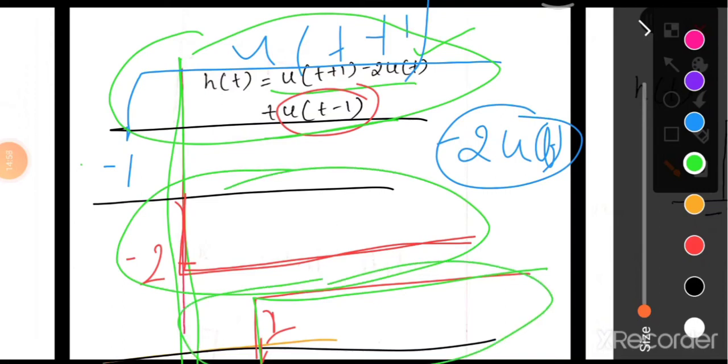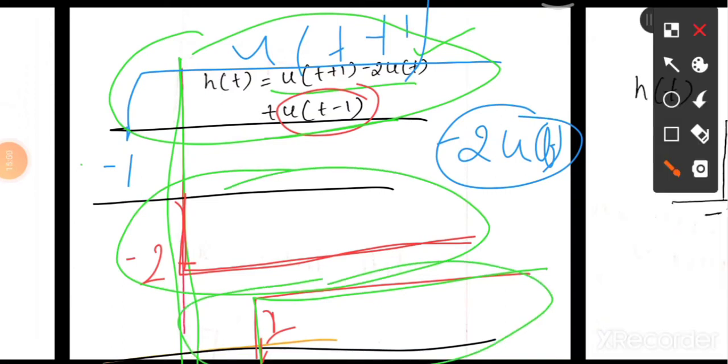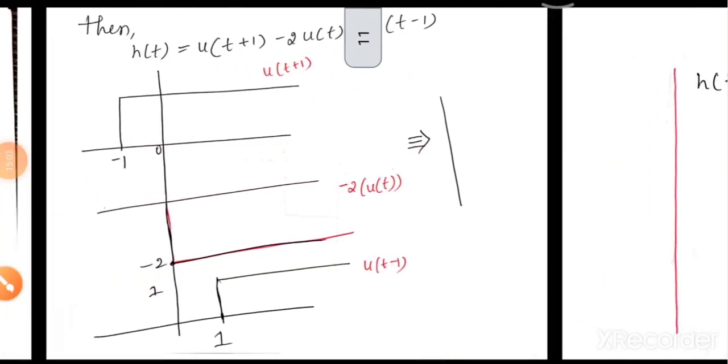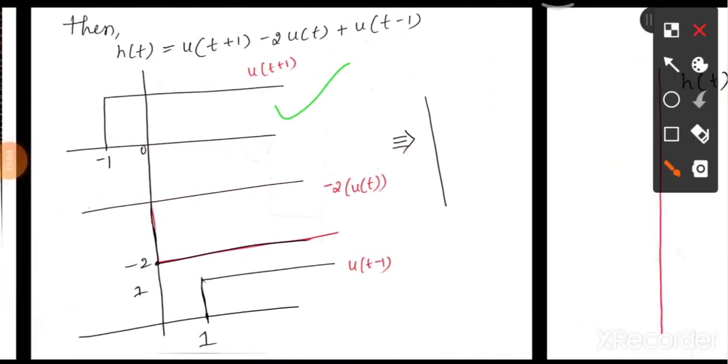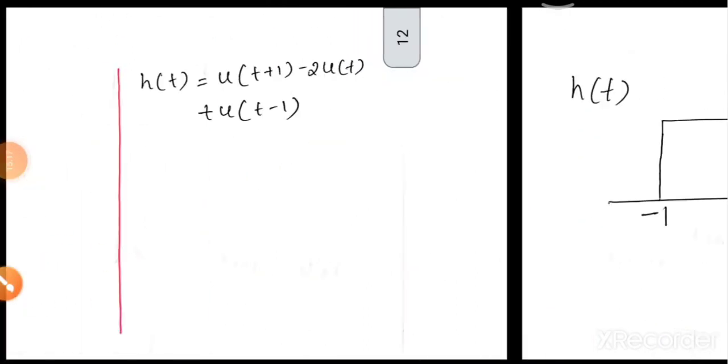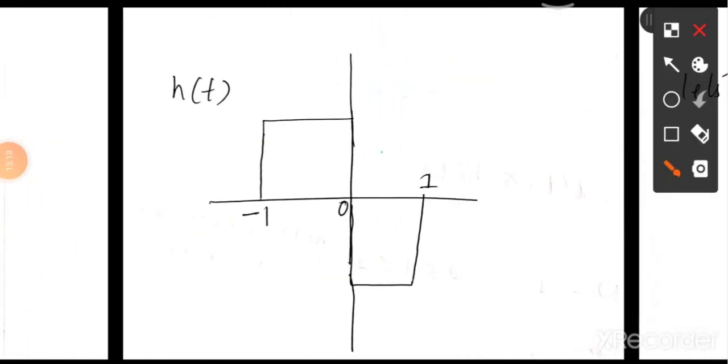Add all these three signals. Okay, add these three signals: u of t plus 1, minus 2 u of t, and this is u of t minus 1 signal. Add these three signals. Okay, you get this signal. From minus 1, magnitude is 1, it is minus 1 magnitude. Okay, this signal we get.